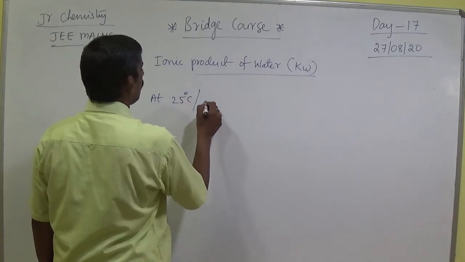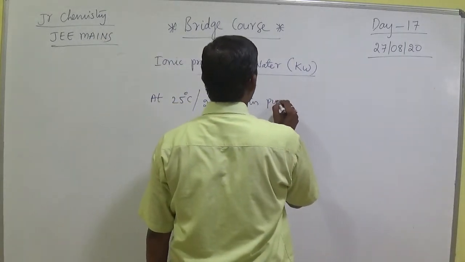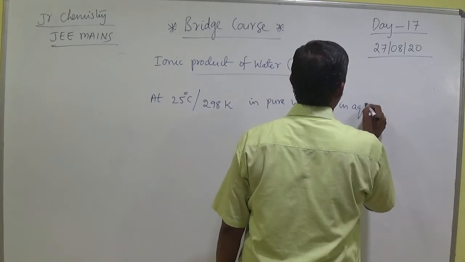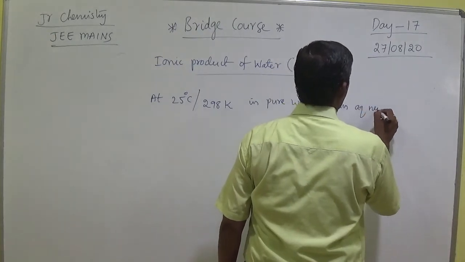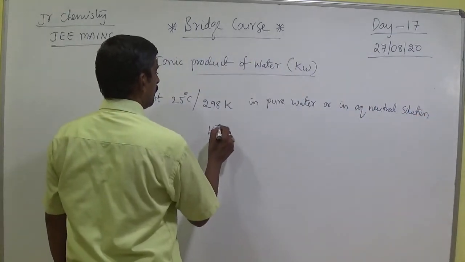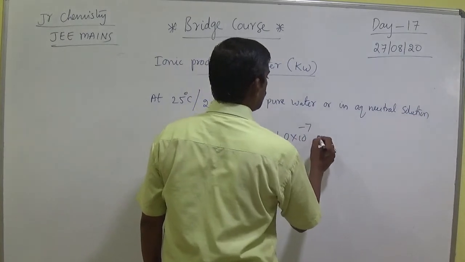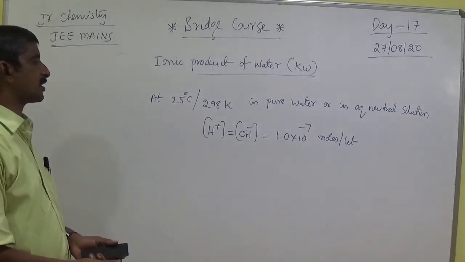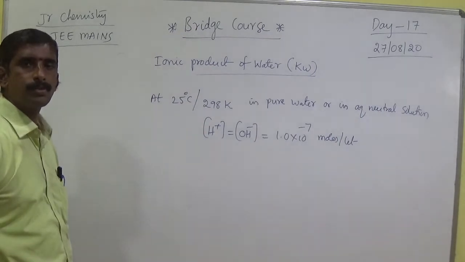At 25 degrees centigrade or 298 Kelvin temperature, in pure water or in aqueous neutral solution, H plus concentration equals OH minus ion concentration equals 1 into 10 to the power of minus 7 moles per liter. Okay, so these are one of the points.